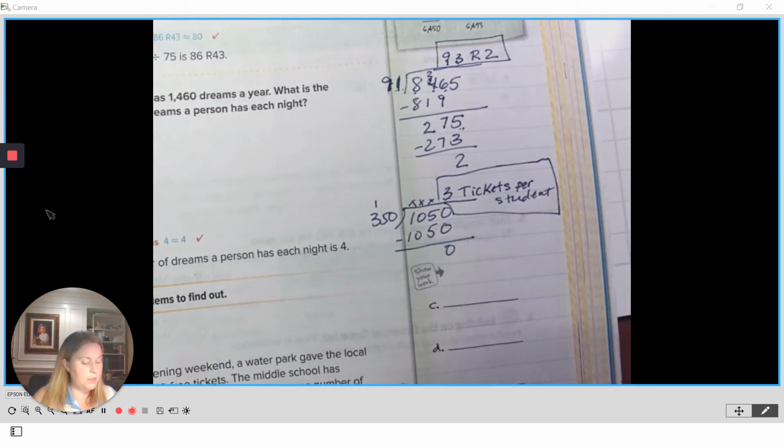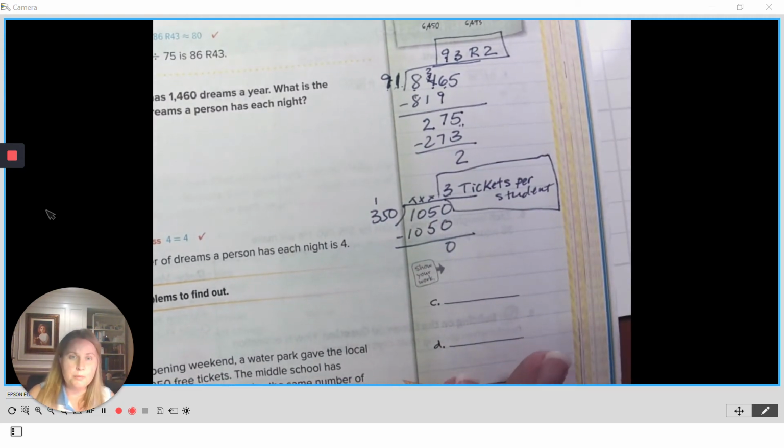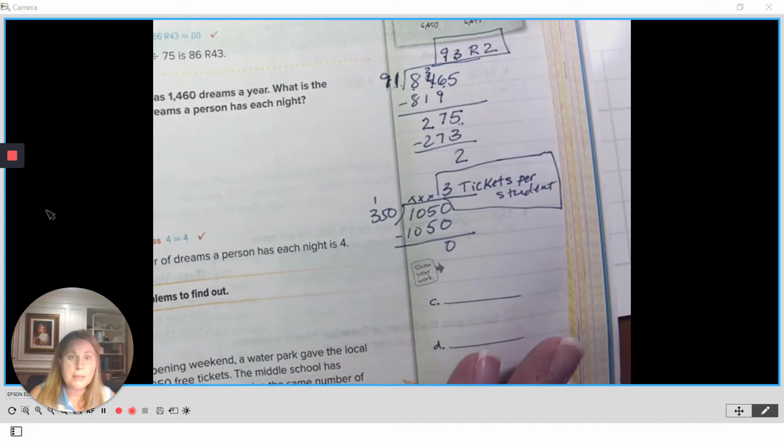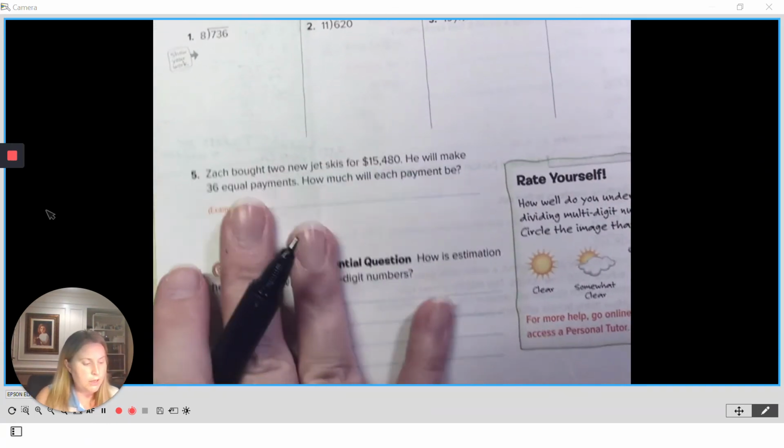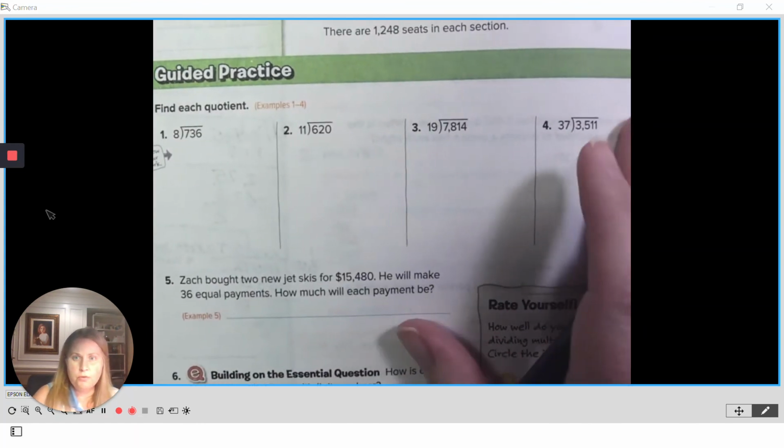Okay, so 3 tickets per student. Let's do a few more examples with the division because it is such an important skill and we want to really be having several opportunities to practice our fluency. So let's look at the top of the page. Example 5 was done for us. So let's go to the guided practice so we can do these problems for ourselves.